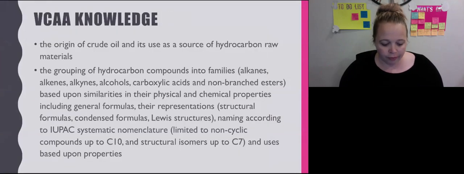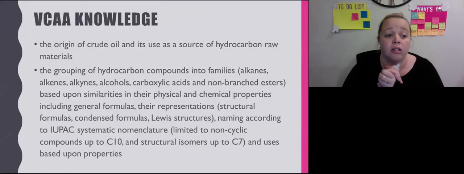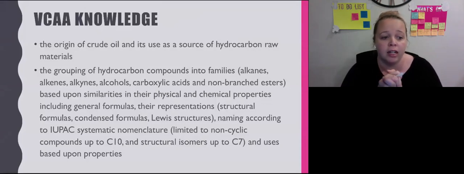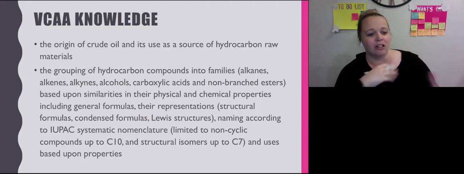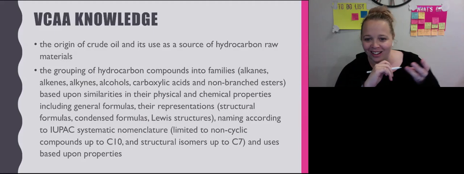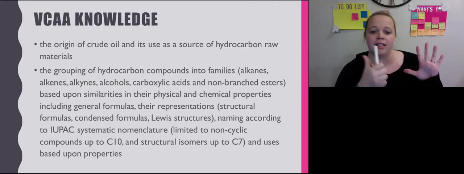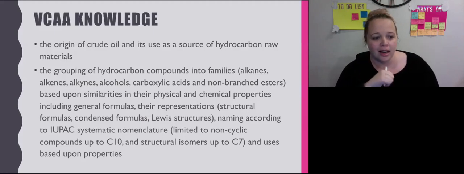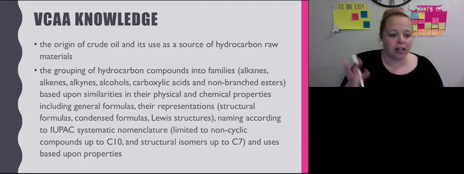Okay, so let's go and have a look at our VCAR knowledge. The VCAR knowledge says you need to know the origin of crude oil and its use as a source of hydrocarbons. Fine. And we need to group the hydrocarbons into families. And this is the fun bit. If we get this down this year, then it makes next year a lot easier. And we need to know alkanes, alkenes, alkynes, alcohols, carboxylic acids, and non-branched esters. And then we're going to look at the way to draw them as well.